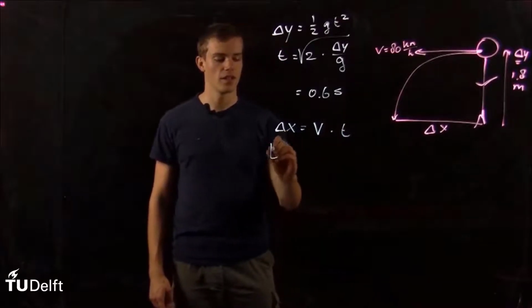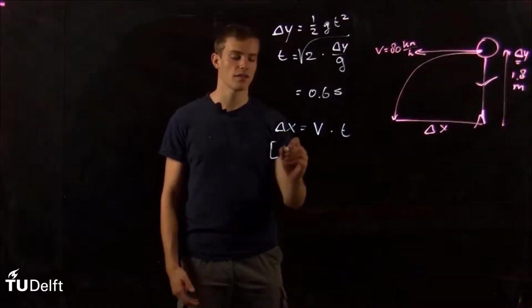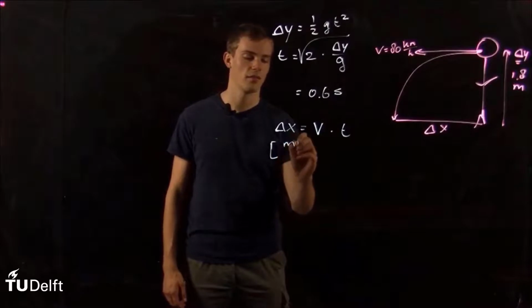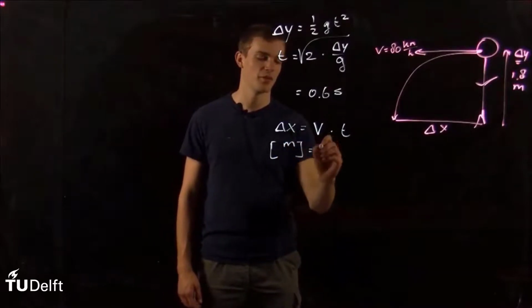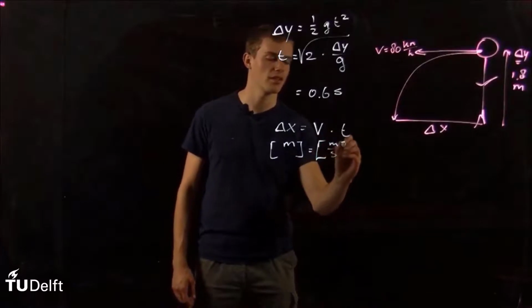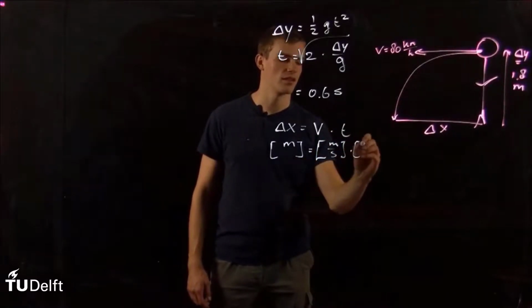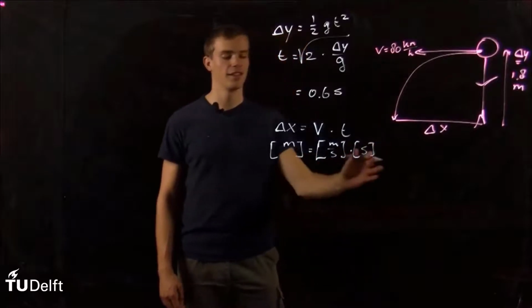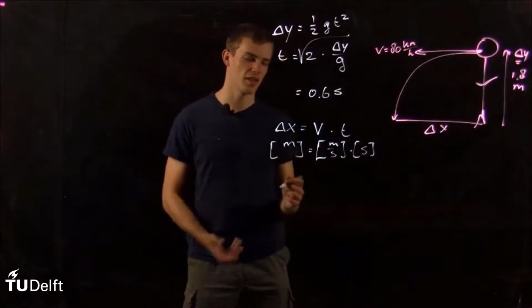Now, if we write it in SI units, we get meters is equal to meters per second times seconds. So therefore, indeed, we will get meters for our end result.